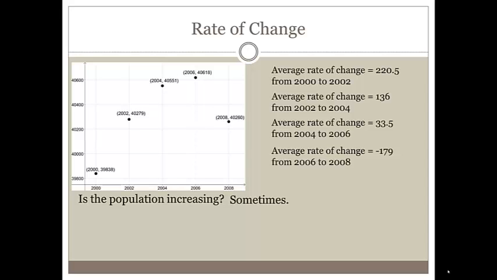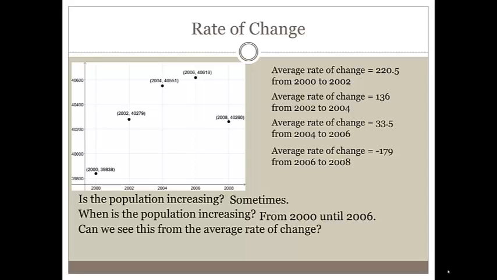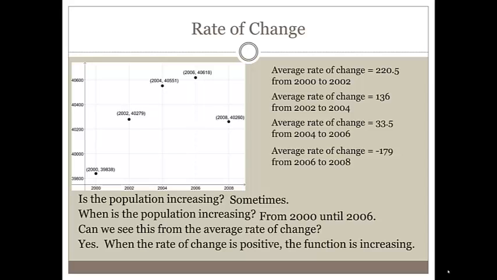The answer is that it is sometimes. So the next question is, when is the population increasing? Looking at the graph, we can see that the population is increasing from 2000 until 2006. Can we see this without the graph and just from the average rate of change? Yes, when the average rate of change is positive, that means we have positive change, the function is increasing.